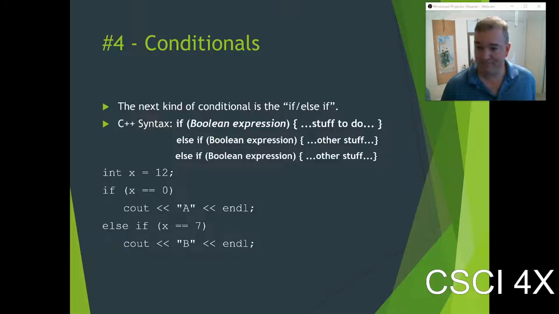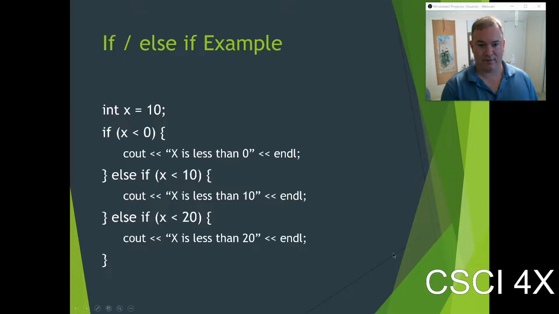Nothing. Okay. Prints nothing to the screen. Because it goes one line at a time. Is 12 equal to 0? Nope. Skip. Is 12 equal to 7? Nope. Skip. Doesn't print anything. You don't have to print out something if you don't want to. So by using if, else if, and else, you can kind of cover every possible situation that you can think of. Okay. Output's nothing. All right.